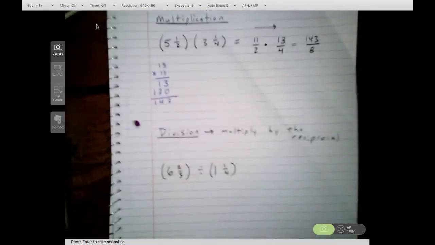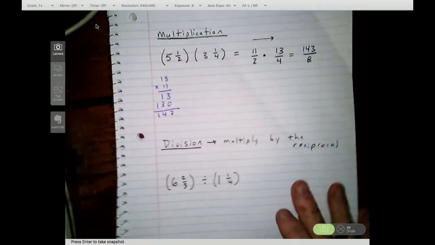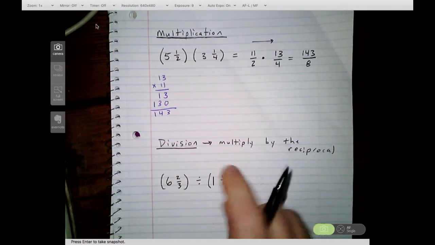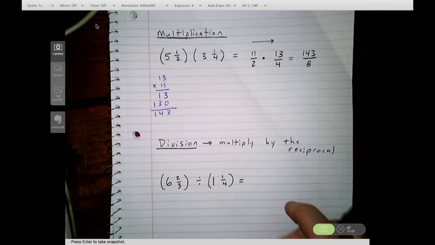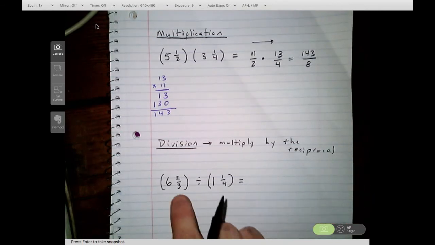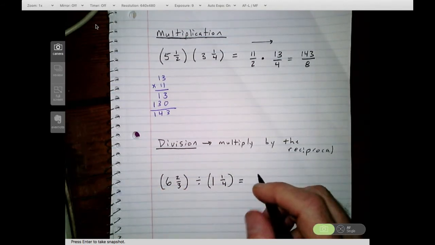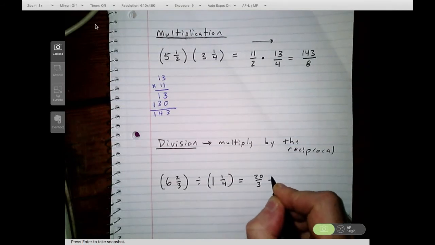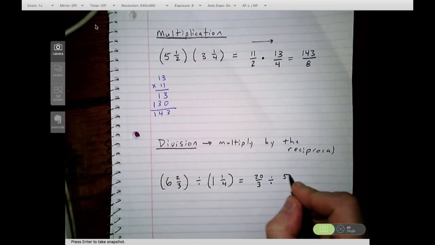Okay, here's the last one. I got 6 2/3. Let me see. Oops, sorry. Get a better picture there. Divided by 1 1/4. Now remember, when we divide, we change it to multiplication by the reciprocal. So it's a lot like multiplication, but we do need to change it a tiny bit first. So here, let's go to improper fractions. 3 times 6, 18. Plus 2 is 20 over 3 divided by 4 times 1 is 4 plus 1, 5 over 4.